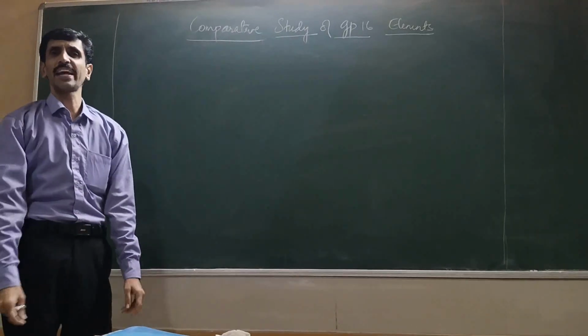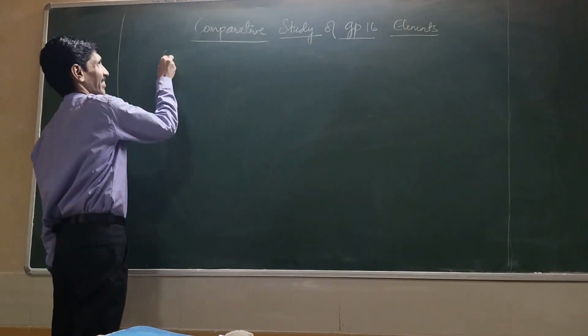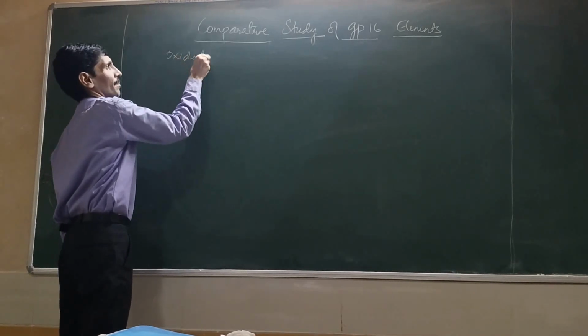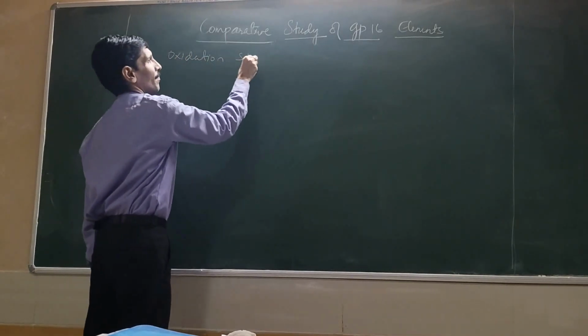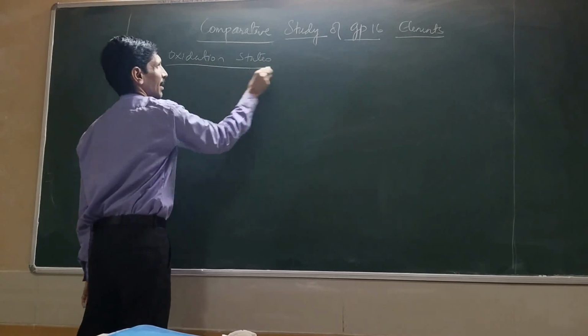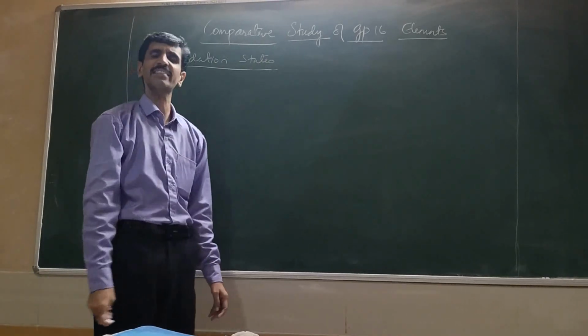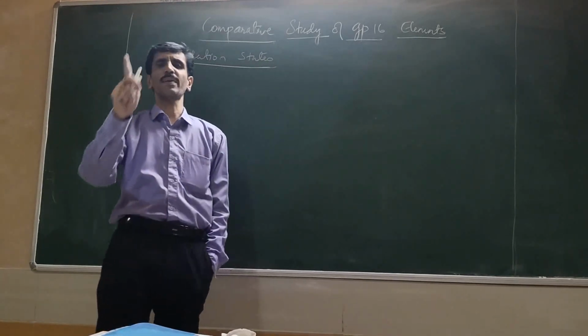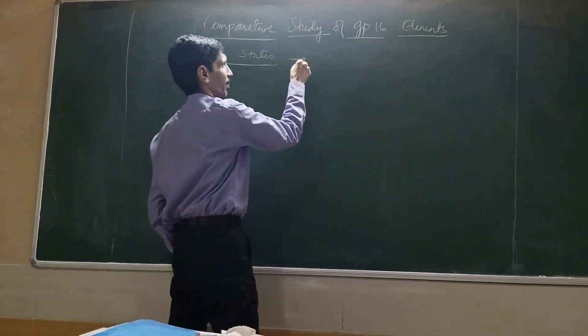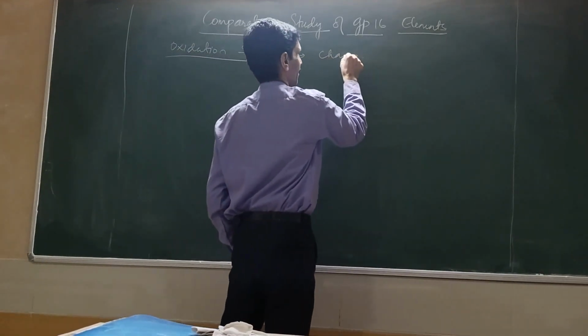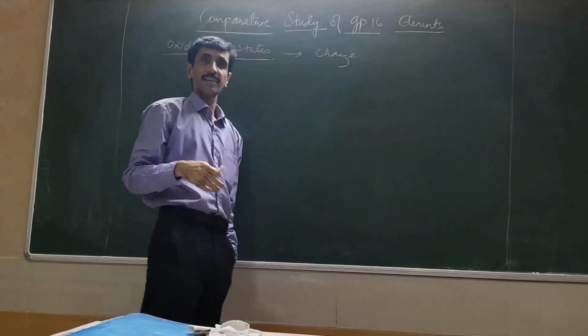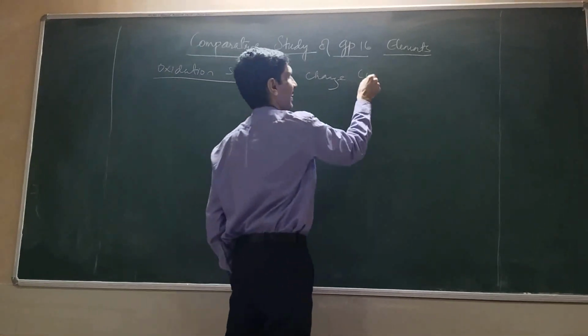My dear friends, we go into the next one, that is called oxidation states. Now let us first of all understand what is oxidation state. Oxidation state is basically the charge which is being shown by the element. Charge in simple words is known as energy.